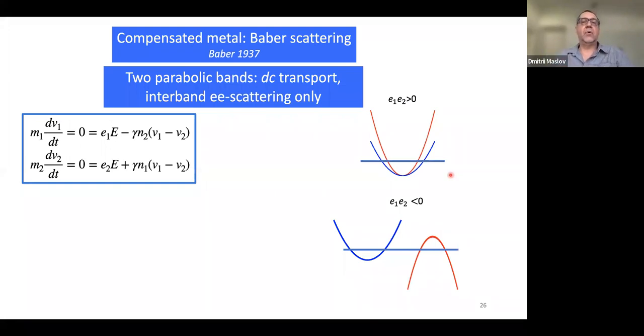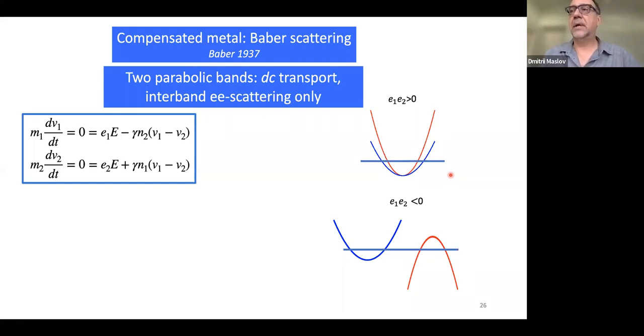Well, there is one more condition which I mentioned, that we either need Umklapps or we need composite metals. And there is another scattering mechanism which is specific for metals which are compensated. That means that we have an equal number of electrons and holes. And it's known as Weber scattering, Weber who came up with this idea in 1937. And to understand this idea, one can go to a very simple level of two parabolic bands.